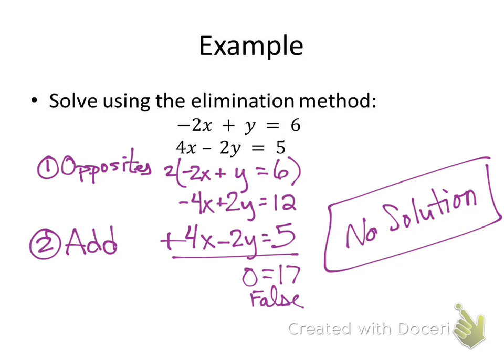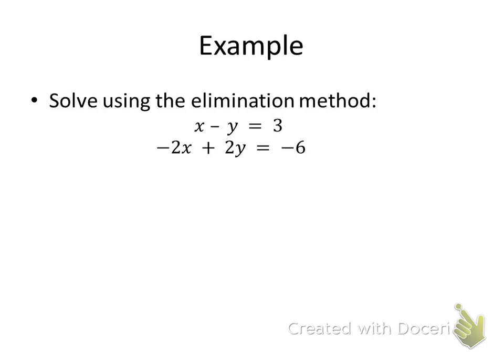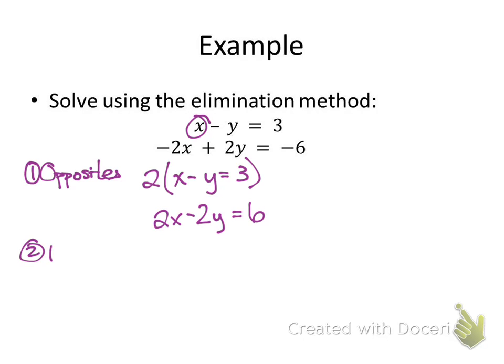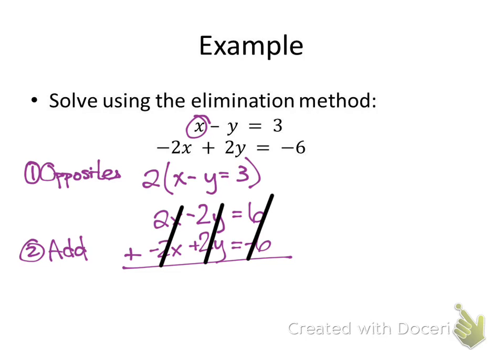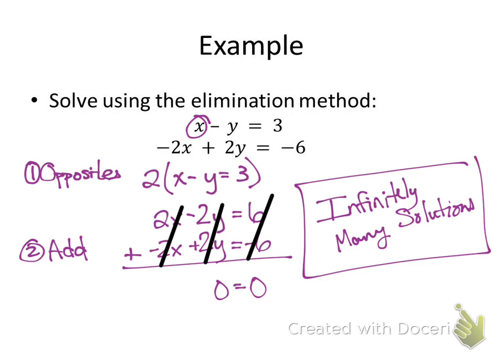So let's see what it'll look like with an infinitely many solution problem. And we notice, hey, wait a second, we've got 0 equal to 0 in this case. So in the elimination, if you end up with a true statement, you get infinitely many solutions.